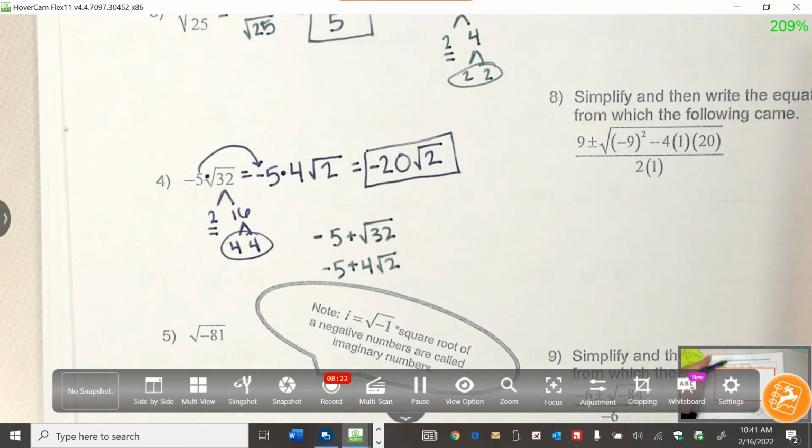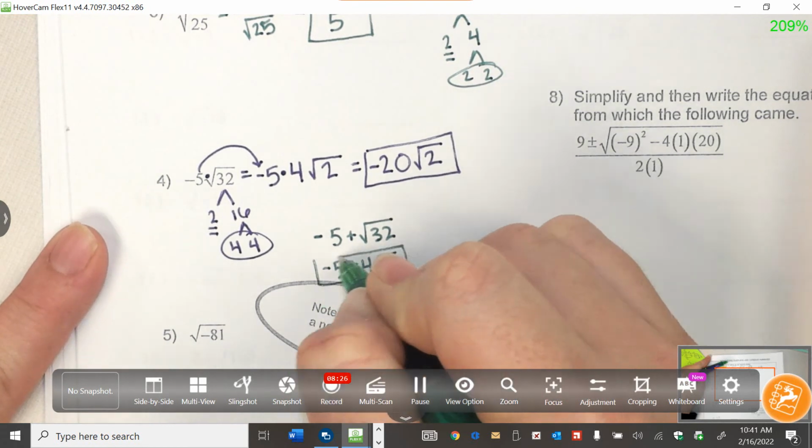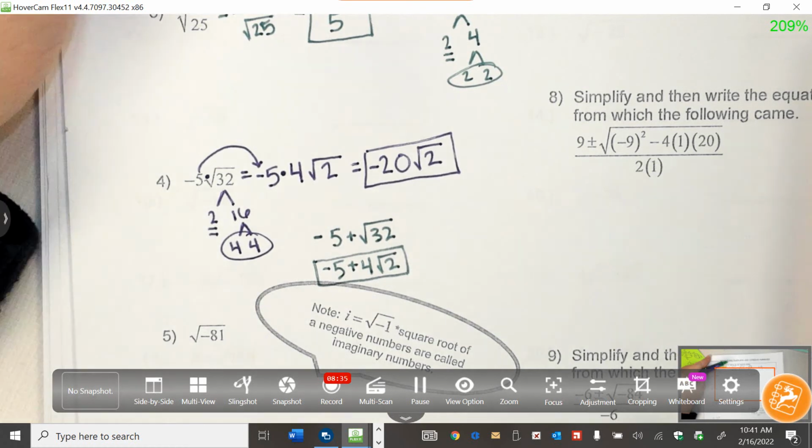That one doesn't, and that one does. Therefore, they are not like terms. So that is our answer. I boxed it. There we go. Okay. So I just want to talk about that.